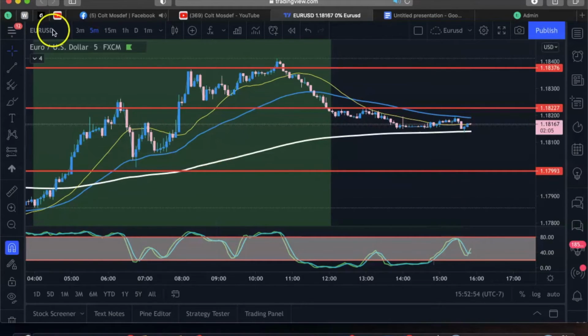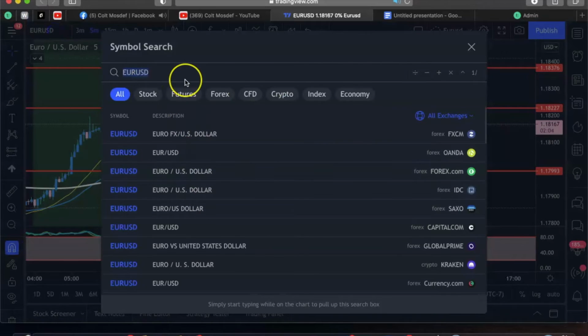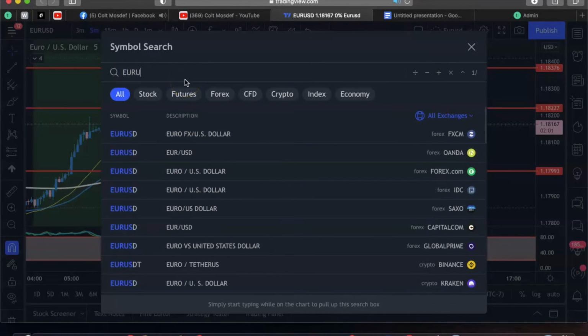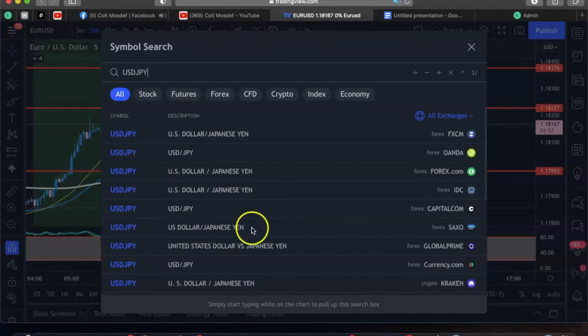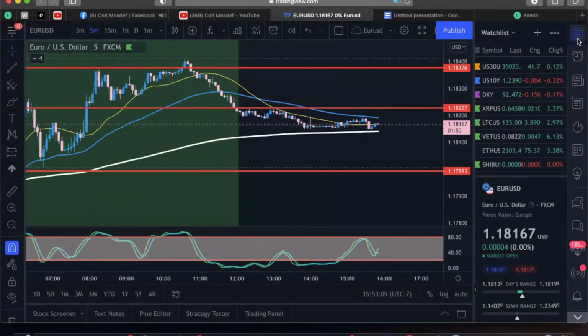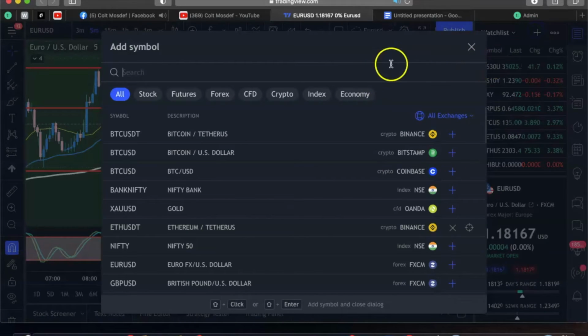So this is where you can type in all your currency pairs like Euro USD, USD JPY. You have all your currency pairs that you can type in. Obviously, you're going to click Forex because that's what we're trading. Right here on the right, we have our watch list, so you can add currency pairs that you trade. You just go to plus sign, then you can add them.